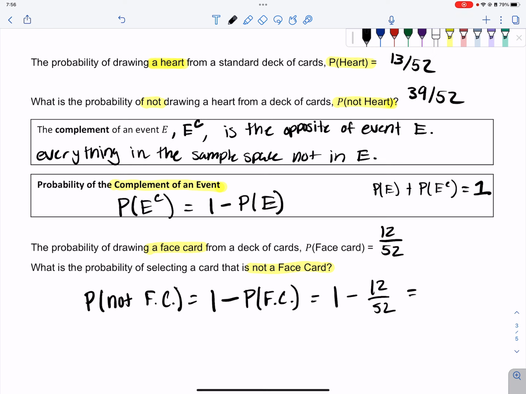And now, if I don't want to do this in a calculator, one way I could figure this out is to remember that 1, I can rewrite that as being a fraction of being 52 over 52. And now we are subtracting our 12 over 52. And this then gives us common denominators between the two fractions, so we can subtract the numerators to get 40 over 52 as our probability of not getting a face card.